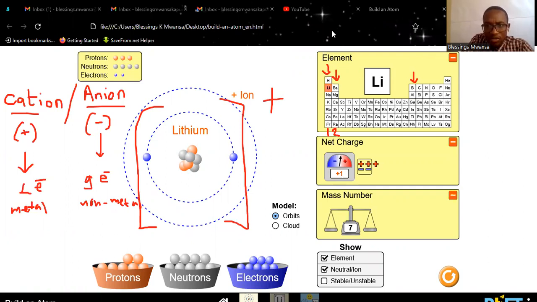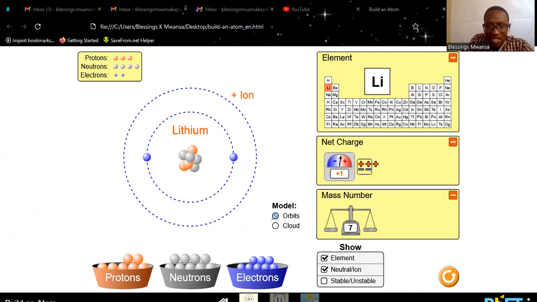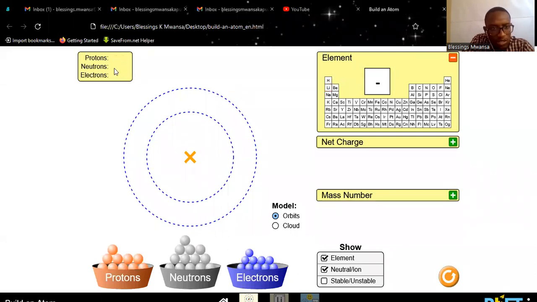And the opposite happens in the anion. In the anion, you have to gain electrons. For example, we are looking at oxide ion. Oxide ion, let me try to construct. So we're looking at oxygen becoming an ion. Just to give you a quick recap on the anion of oxygen.